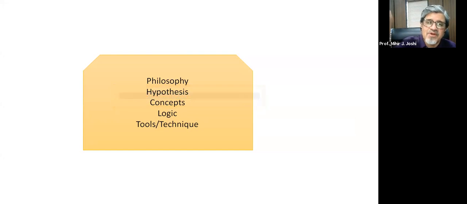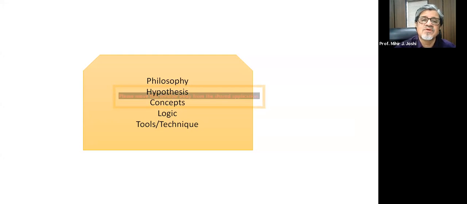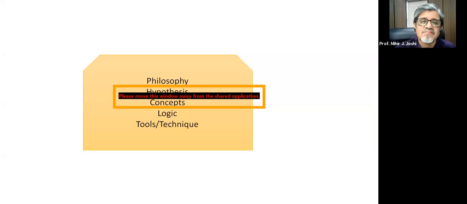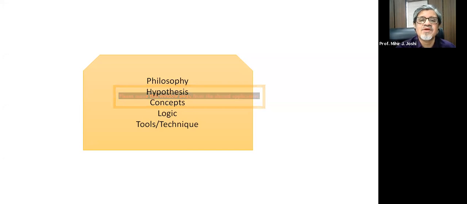So we have a particular sequence. In that sequence, first comes philosophy. Our base is Newtonian mechanics, Newtonian philosophy. Then comes the hypothesis. We have to assume many things. Then we have to make it more clarified. Then the concept comes. Then we have to make our argument more logical. Then logic comes. And ultimately, we have to apply tools and techniques. Here, calculus or mathematics is considered as a tool or a technique.